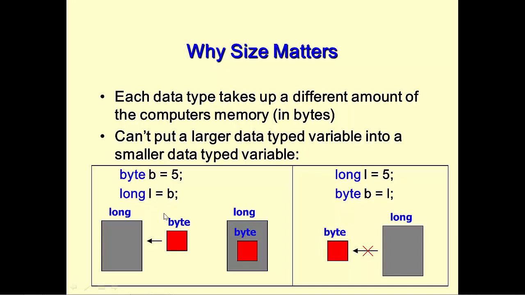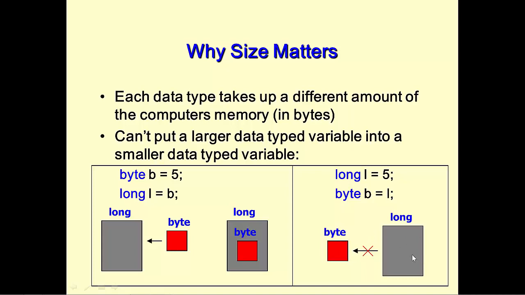So if we wanted to visualize this, you can see that because we have 1 byte here, we can easily fit that into a long, which is 8 bytes. So if we were going to put that into it, you can see it fits just fine. Now conversely, if we try to say long L gets 5, and then we put that long into the byte, it's not going to fit.